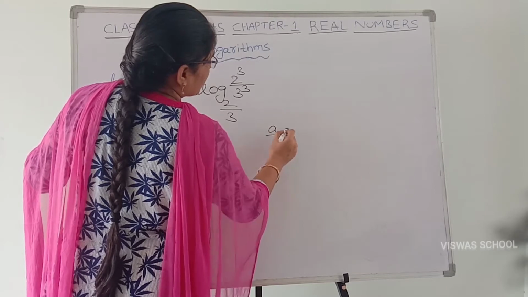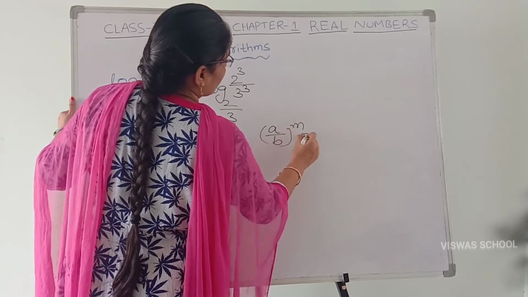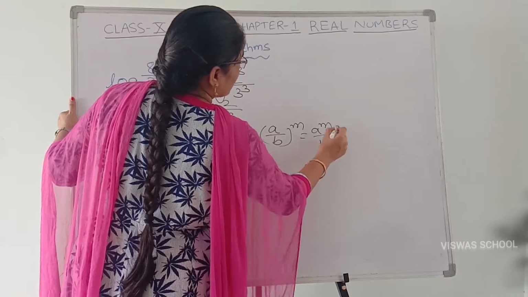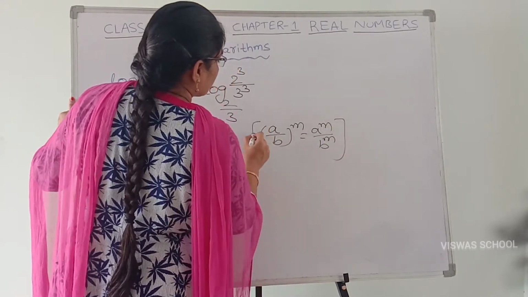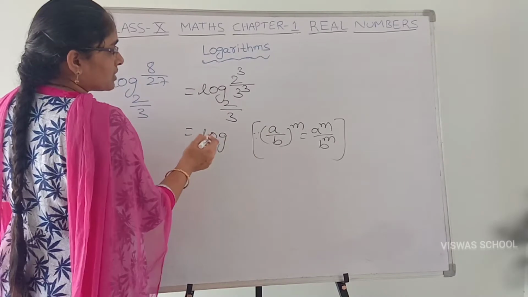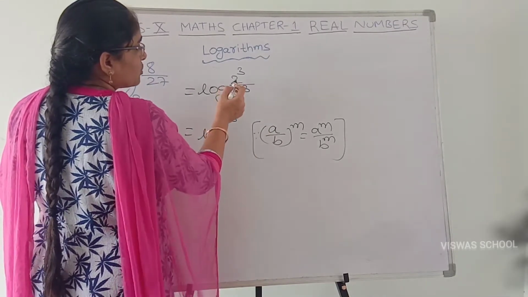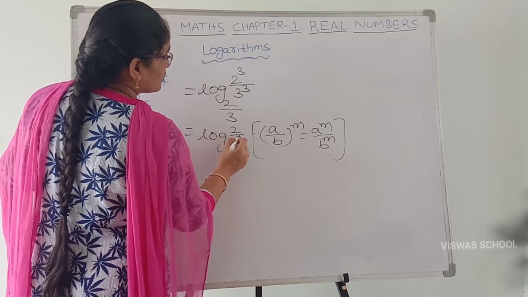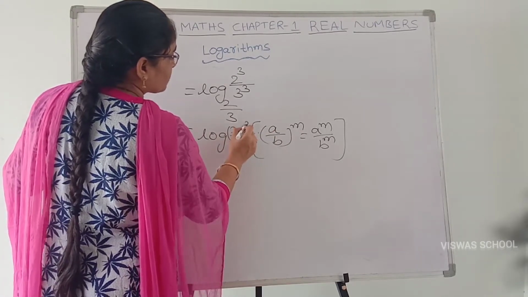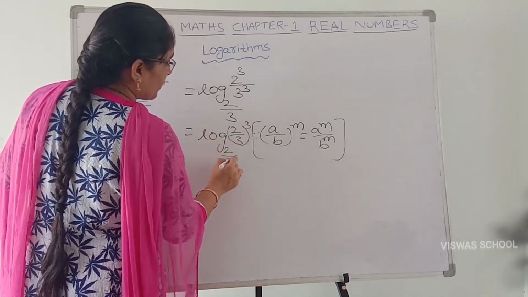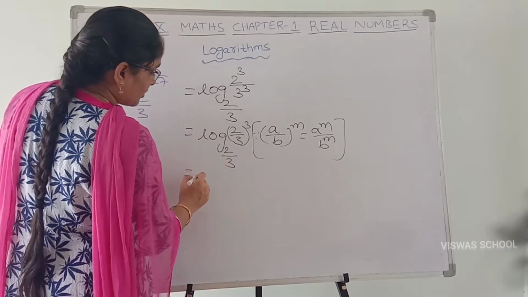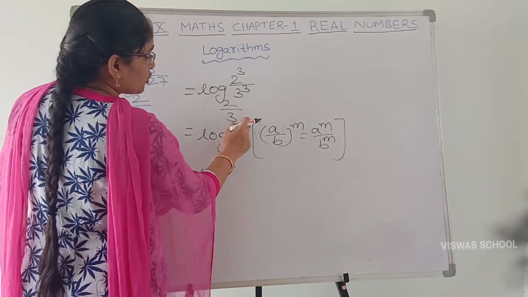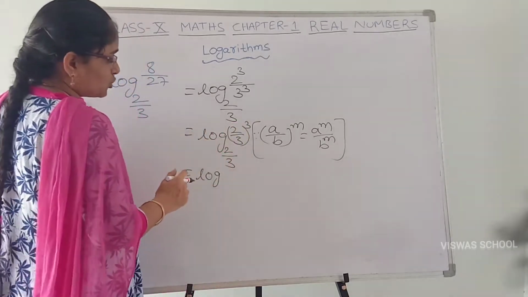Now it is equals to log, in the form of what? The exponents law is: a by b whole to the power of m equals a to the power of m by b to the power of m. This is the exponents law. In the same way here, log 2 cube by 3 cube, you can write this as log 2 by 3 whole cube. Here the base is 2 by 3. So it is log 2 by 3 whole cube and the base is 2 by 3.